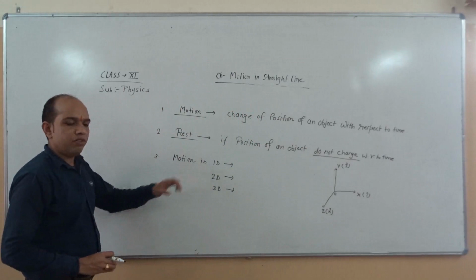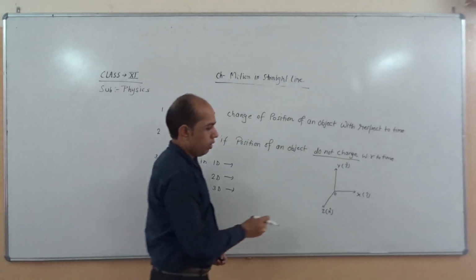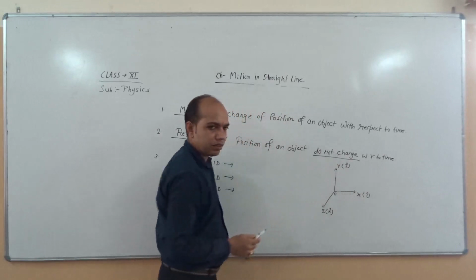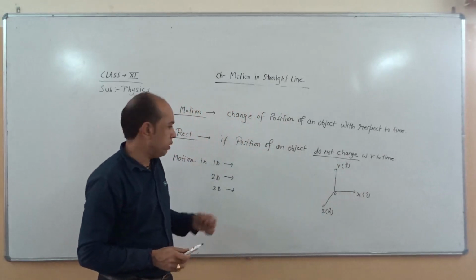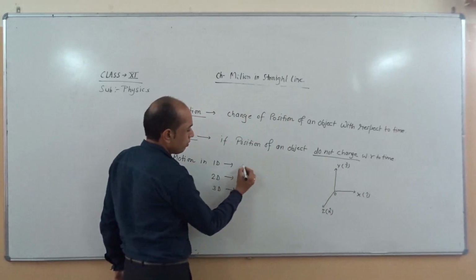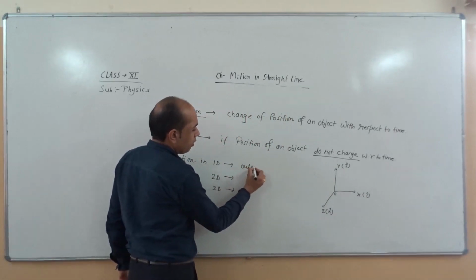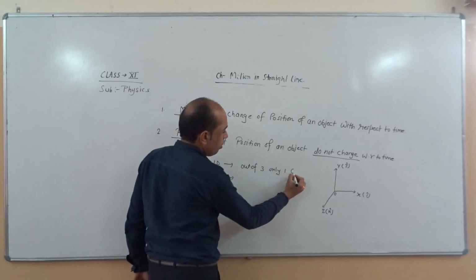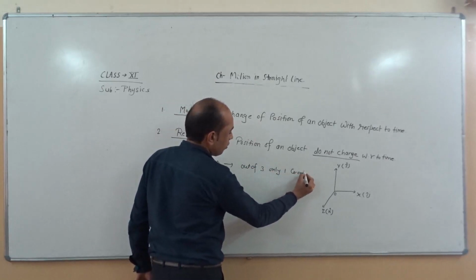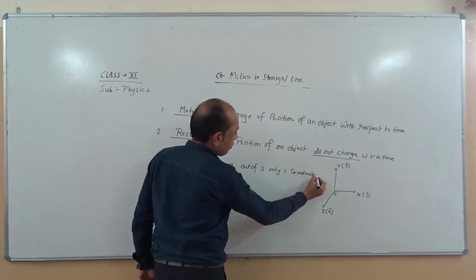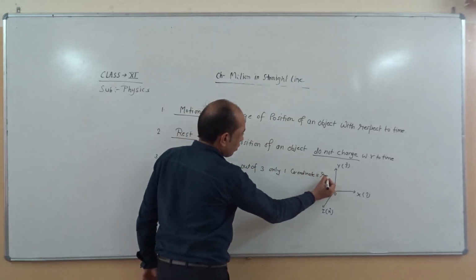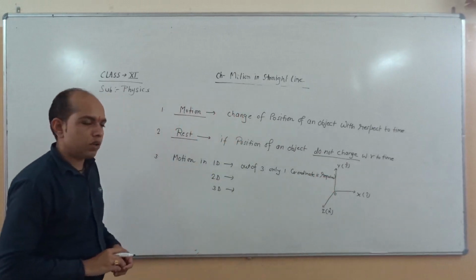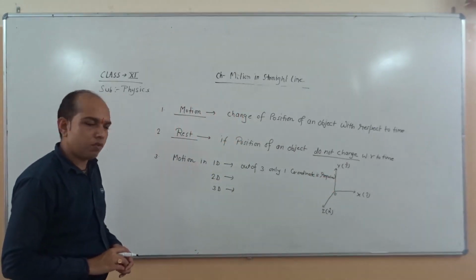So motion in one dimension means if an object moves either along the x-axis or y-axis or z-axis, then motion is said to be one dimensional. That means out of three, only one coordinate is required to specify the position of an object.